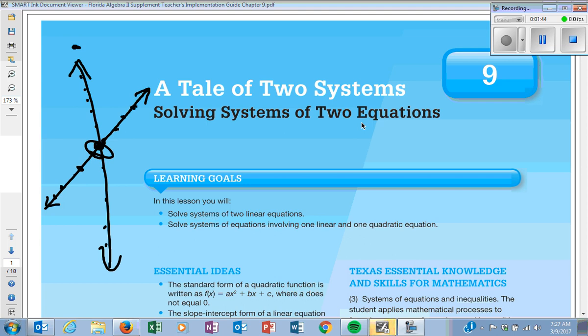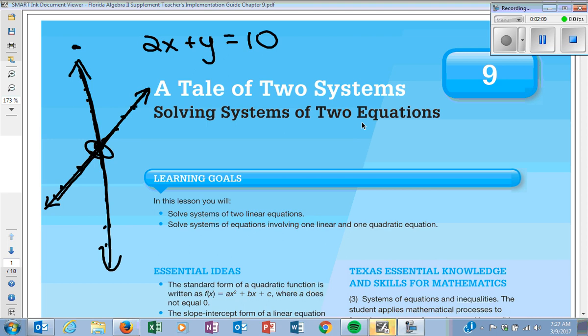So if I put this ordered pair in, it's going to make this equation true. If I put this ordered pair in, it's going to make this equation true. And that is what we're looking for when we're doing systems. We want one ordered pair, one x and y, as an ordered pair, that are going to make both equations true.